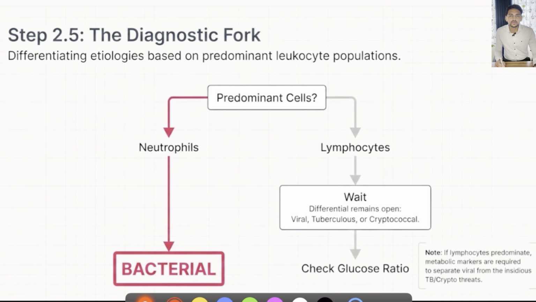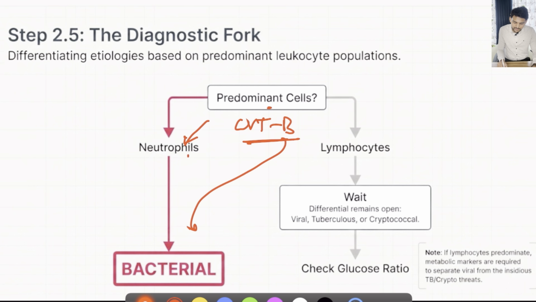And once cell count is done, we have to focus upon the cell type. So how does it help? We have to look for the predominant cells in the report. Suppose it is neutrophil predominant pattern. Again, it is bacterial. Here also CVTB word will be helpful. If the predominant cells are neutrophils, it is bacterial. If the predominant cells are lymphocytes, it can be among these 3, viral, tubercular, cryptococcal.